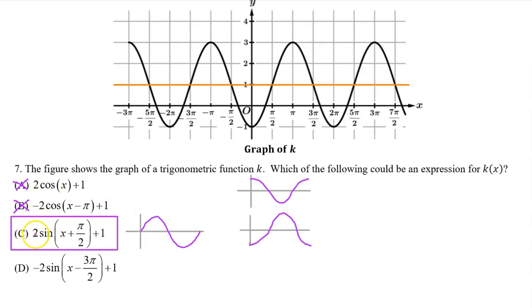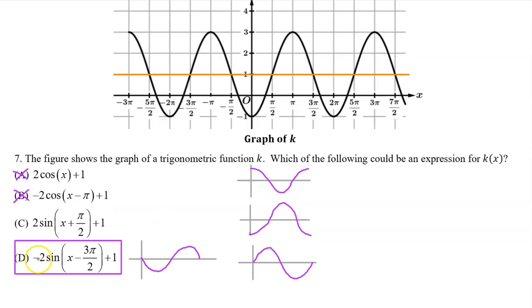With a positive a value, function C is a right side up sine function, so the first period should look like this. Function C has a c value of positive pi over 2, therefore a phase shift of negative pi over 2. So the first period of function C should begin right here at negative pi over 2. However, if I trace out one period starting at negative pi over 2, it looks like this. An upside down sine function, not the right side up sine function we were looking for. So option C cannot be the answer.